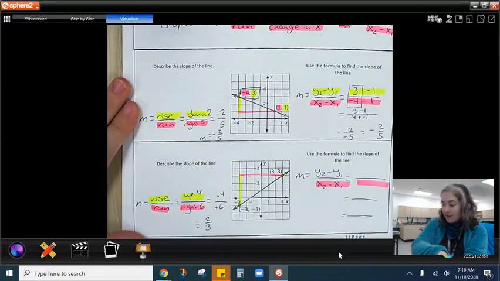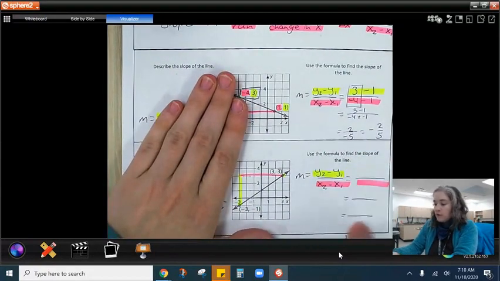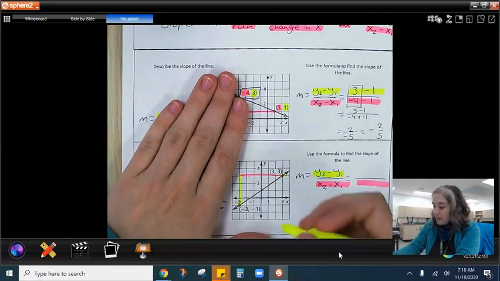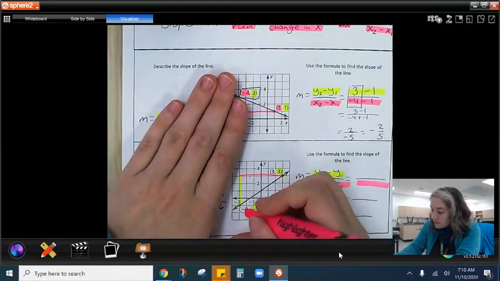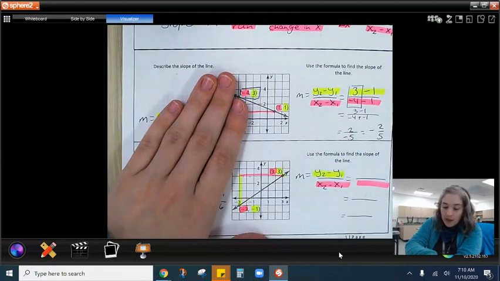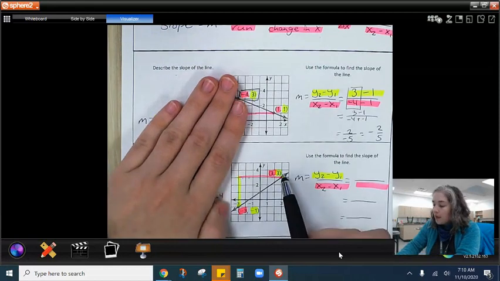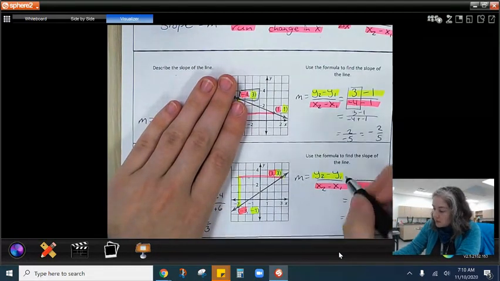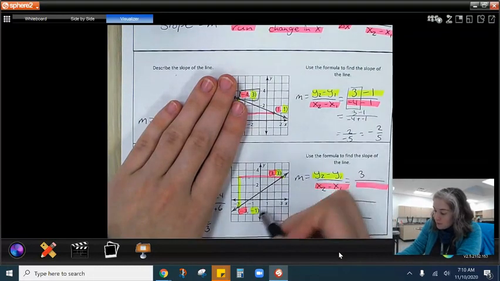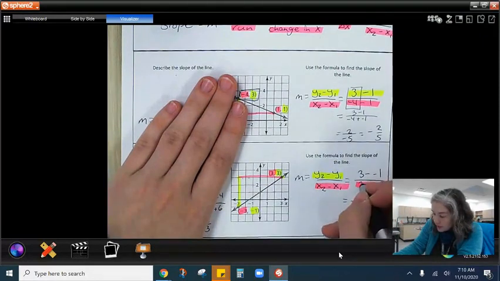All right, for our next one, we're actually going to ignore our description and we're going to focus on just the formula. So I'm going to highlight my y's and my x's. Again, it doesn't matter which point you start with first, so I'm going to pick this point to start first. No reason. So we have 3 minus -1, and then we have 3 minus -3.